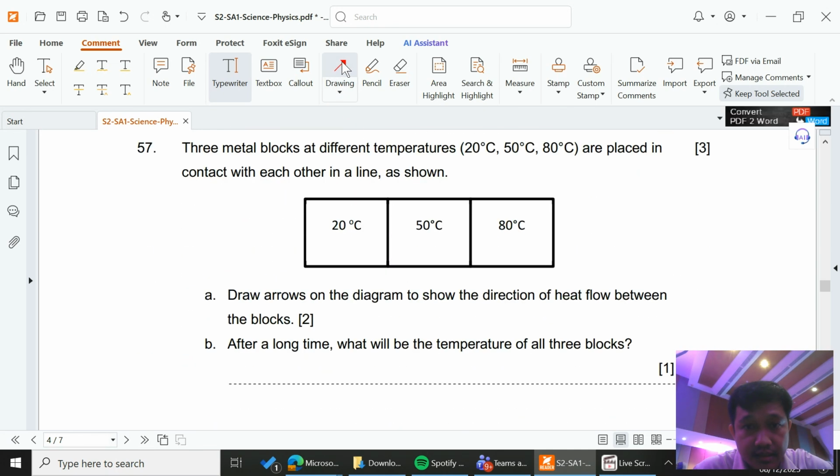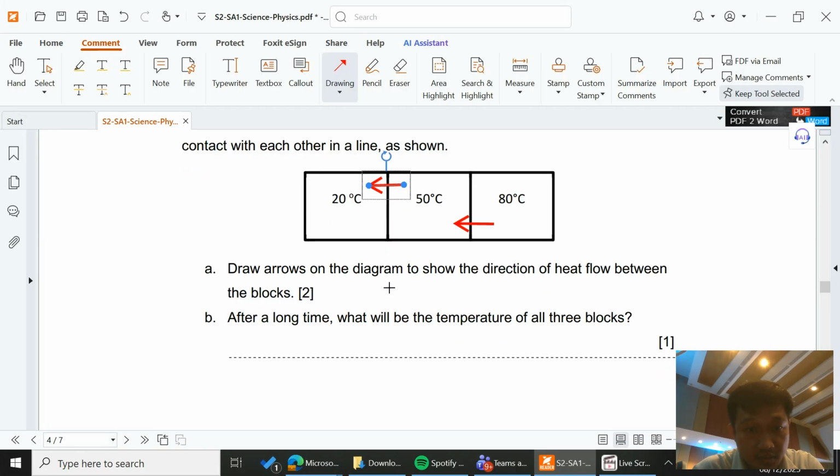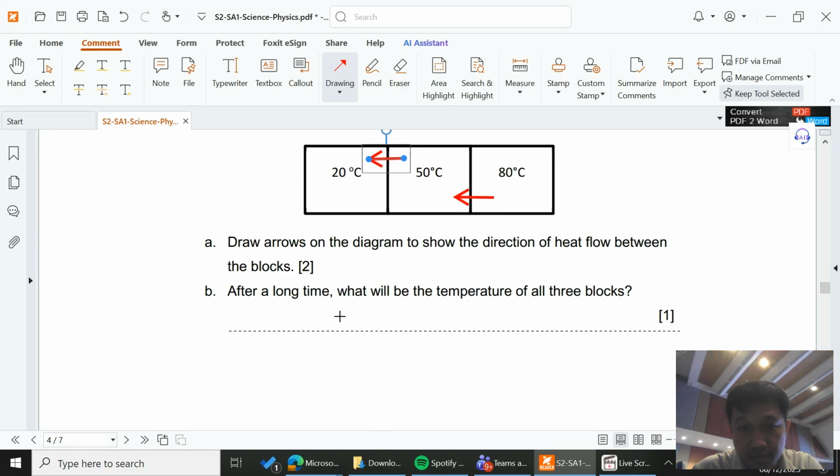Now let's talk about this. This one is quite easy, guys. From the higher temperature object at 80 degrees Celsius, heat will flow to the lower temperature object. After a long time, what will be the temperature? A good guess will mention this number, 50 degrees Celsius. And a tolerable answer is they have the same temperature.